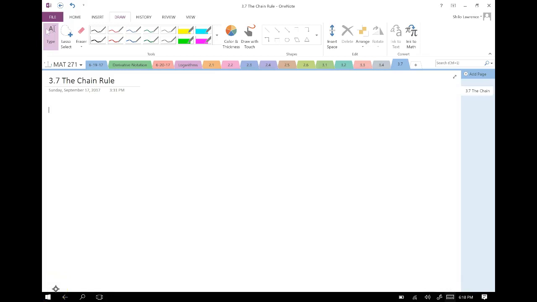So in 3.4, we learned two really important rules on how to deal with product and quotient functions. And in 3.7, we're going to learn another really important rule on how to deal with composite functions. So we are skipping a couple of sections, but we will go back and cover 3.5 and 3.6. But I like to cover product rule, quotient rule, and chain rule all together. So in 3.7, there's only one new rule, and it's the chain rule, and it's how we take derivatives for composite functions.